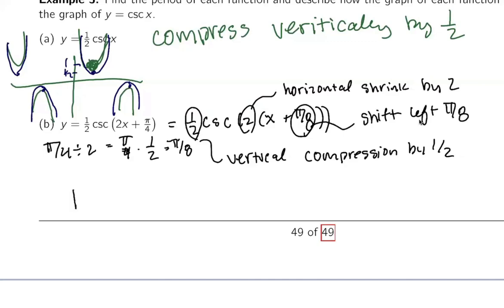I might also want to talk about what is my period here. Well, the formula here is that I take my 2 pi and I divide it by my k, which in this case is 2. So 2 pi over 2. So it's going to take only pi for this to happen because I'm shrinking it horizontally by a factor of 2. Everything's going to happen twice as fast.